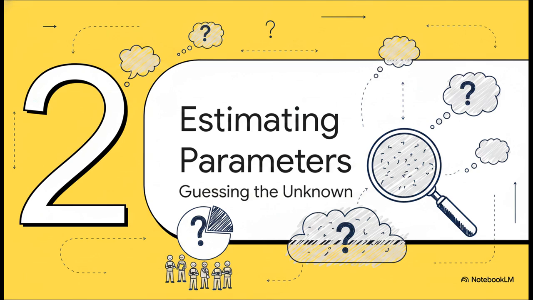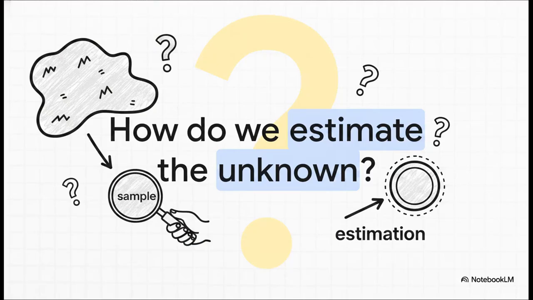Moving right along to Section 2, Estimating Population Parameters, Guessing the Unknown. This brings us perfectly to the very first major pillar of inferential statistics, which is estimation. So I want to pose this question to you. How exactly do we estimate the unknown? If a researcher can literally never measure every single item in a massive population, how can they accurately guess a parameter that they can never be 100% certain of?